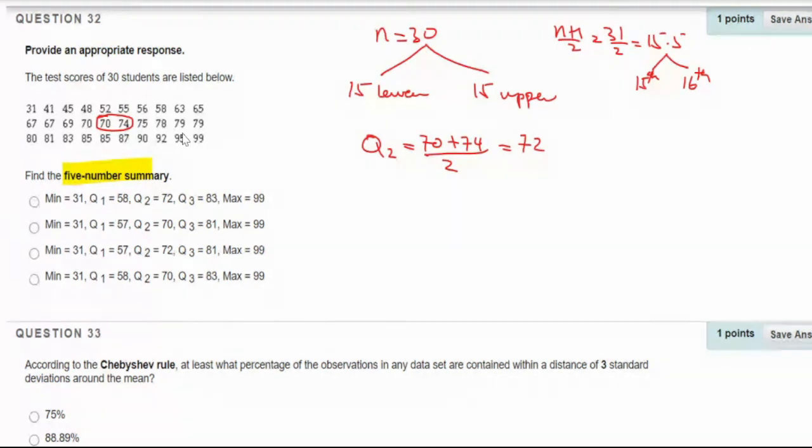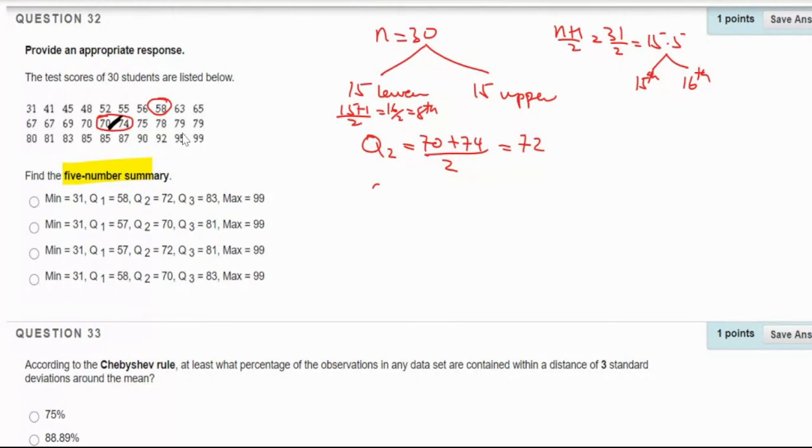Okay, then now we're going to split the data into two. So we're going to split it somewhere here, right? So 15 on the left, 15 on the right. Now note that 15 plus 1 over 2 gives you 16 over 2, so the eighth value will be Q1. So let's count to the eighth number. 1, 2, 3, 4, 5, 6, 7, 8.